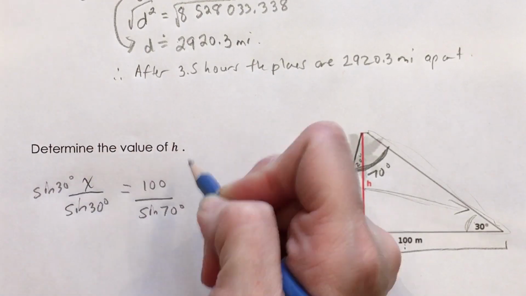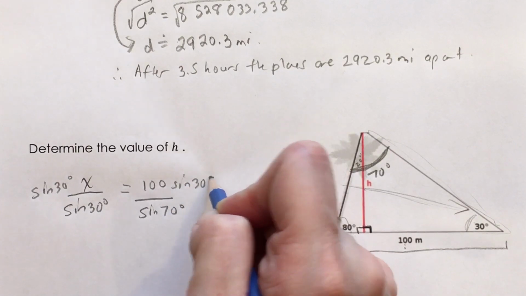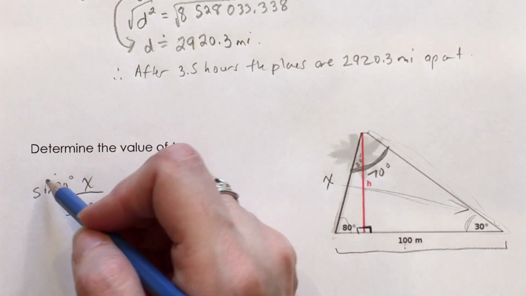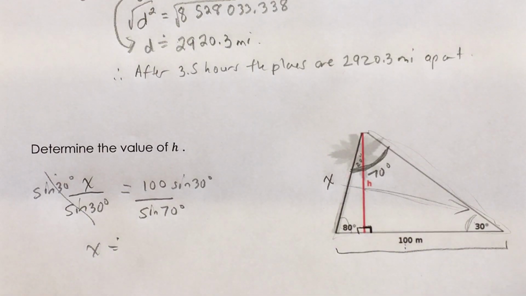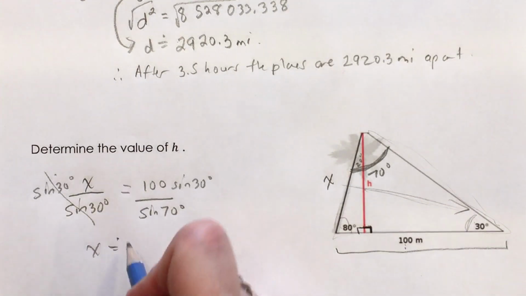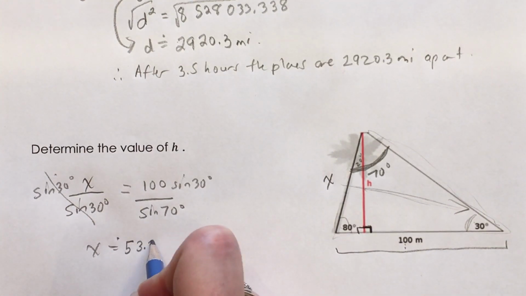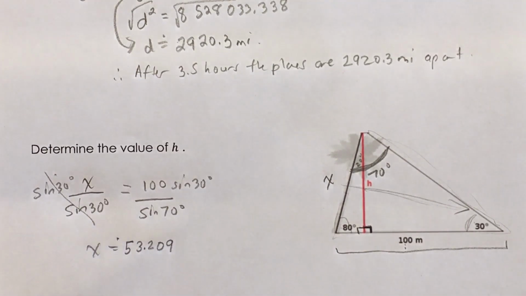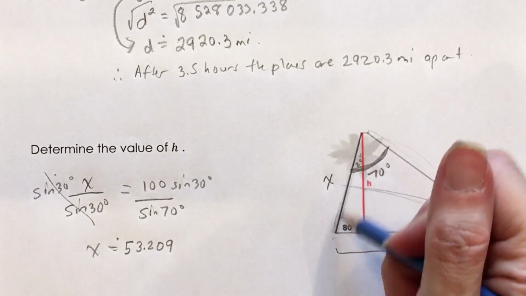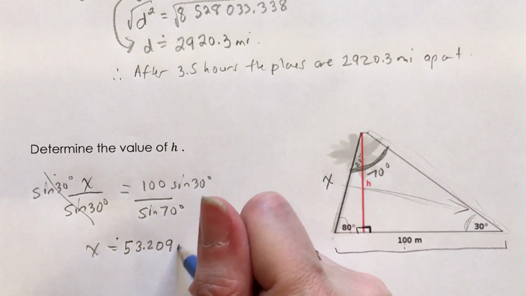And then we can get x pretty easily here. So just using our calculator, 100 times the sine of 30 divided by the sine of 70. So I get 53.209. I'm just keeping a few extra decimal places because I'm going to use this number again in a minute, and that would be in meters.